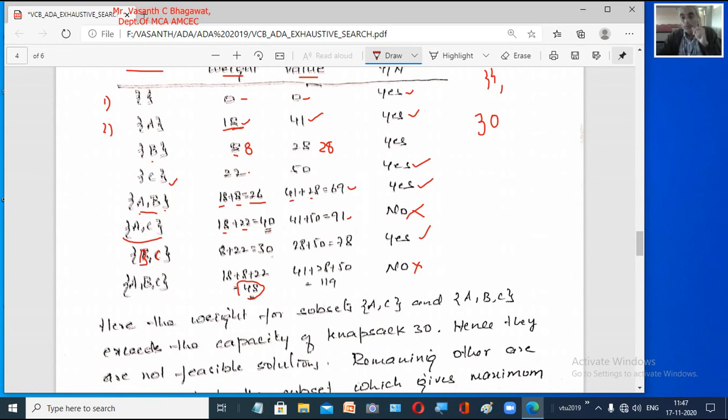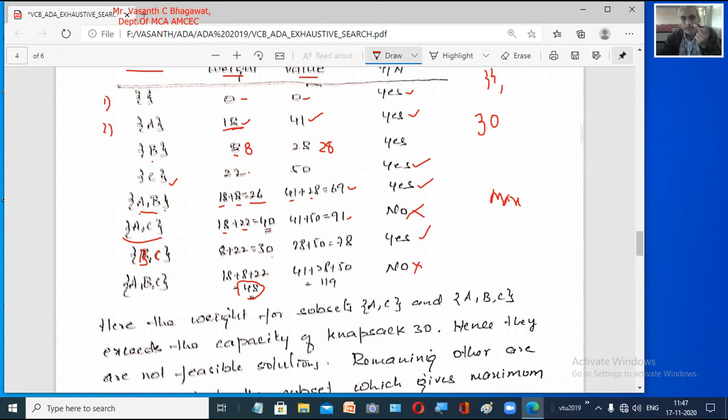Now what is our problem? Maximum profit. You have to get the maximum profit out of all the items you select. Now look at this column, which combinations are feasible for us. The first one, the null or empty subset, was feasible. The second, only item A is feasible, only item B is feasible, item C is feasible.